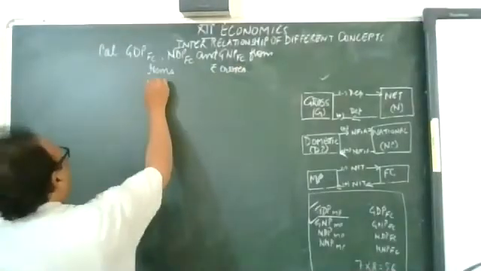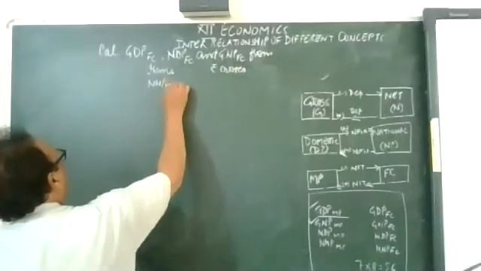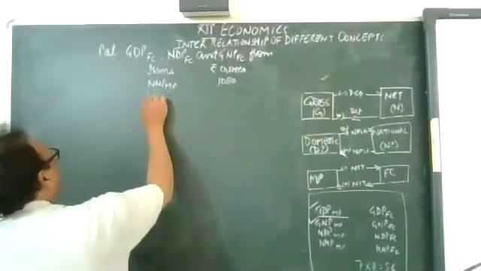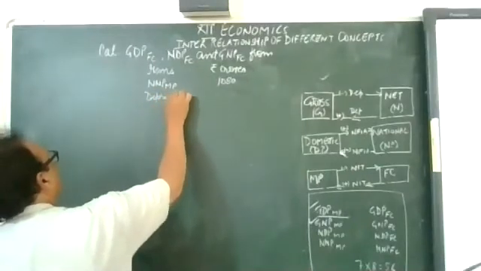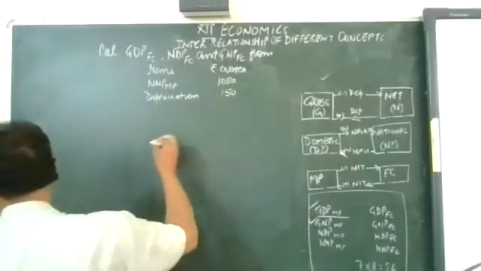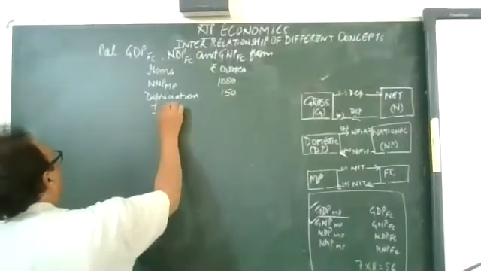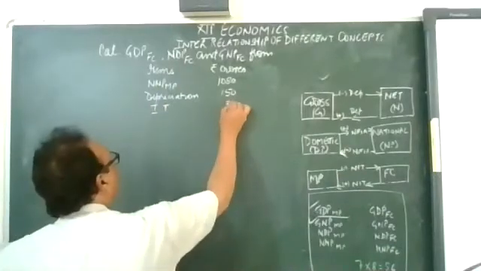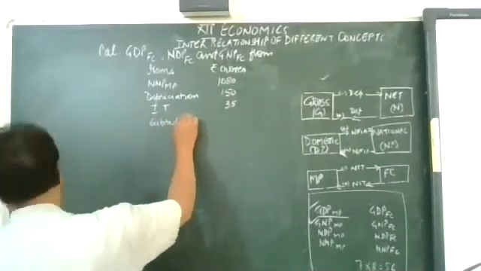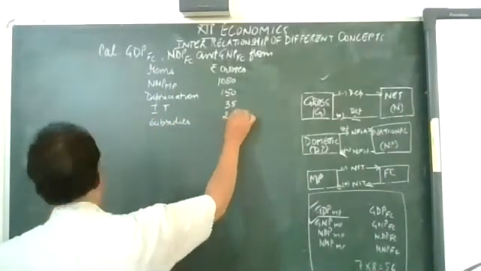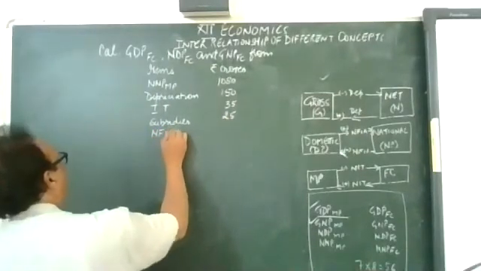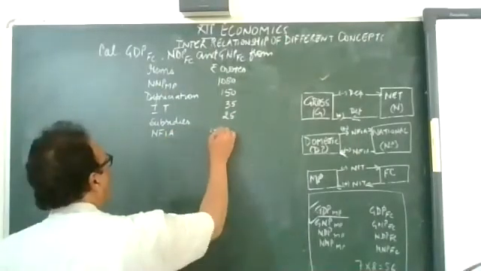Items are: NNP at market price is given as 1080. Depreciation is given as 150. Indirect taxes, IT, is 35. Subsidies is given as 25, and net factor income from abroad is given as -60.